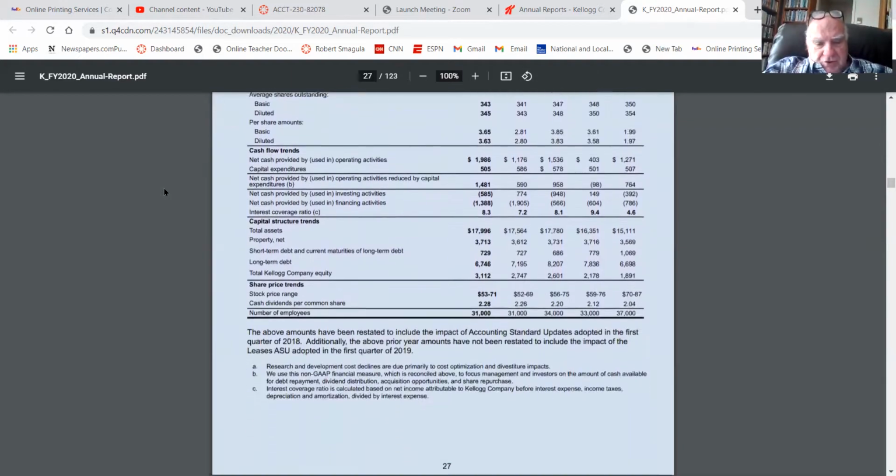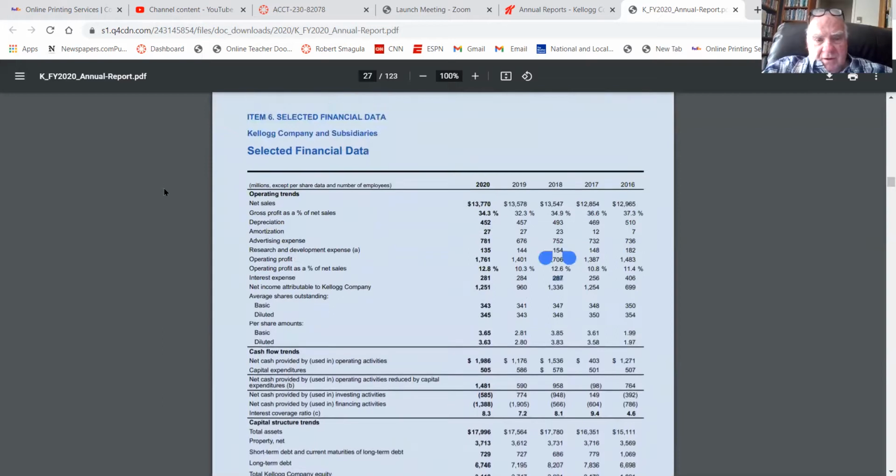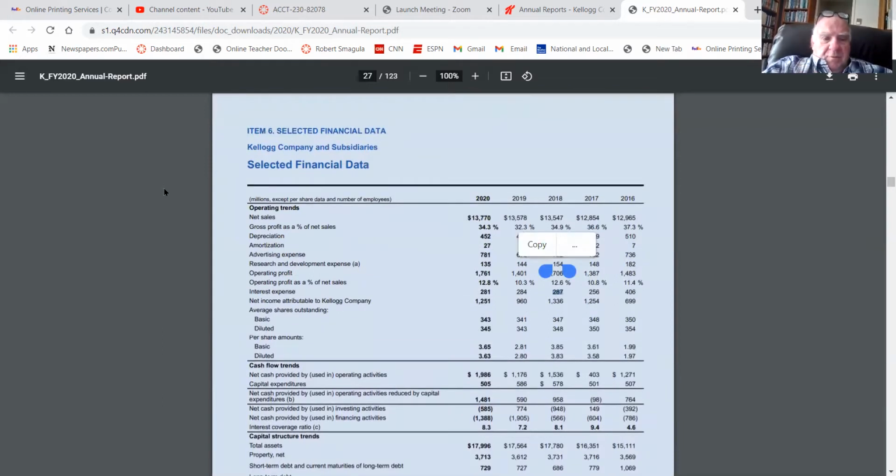And this is page 27 in Kellogg's. So you can get most of the information from here. So let's take a peek at it. Your net sales are right here for all 3 years. We're doing 2019 and 18. So there are your net sales. They're giving you the gross profit as a percentage. So 13,770 times 0.343 is your gross profit. The difference between the two of them would be your cost of goods sold.